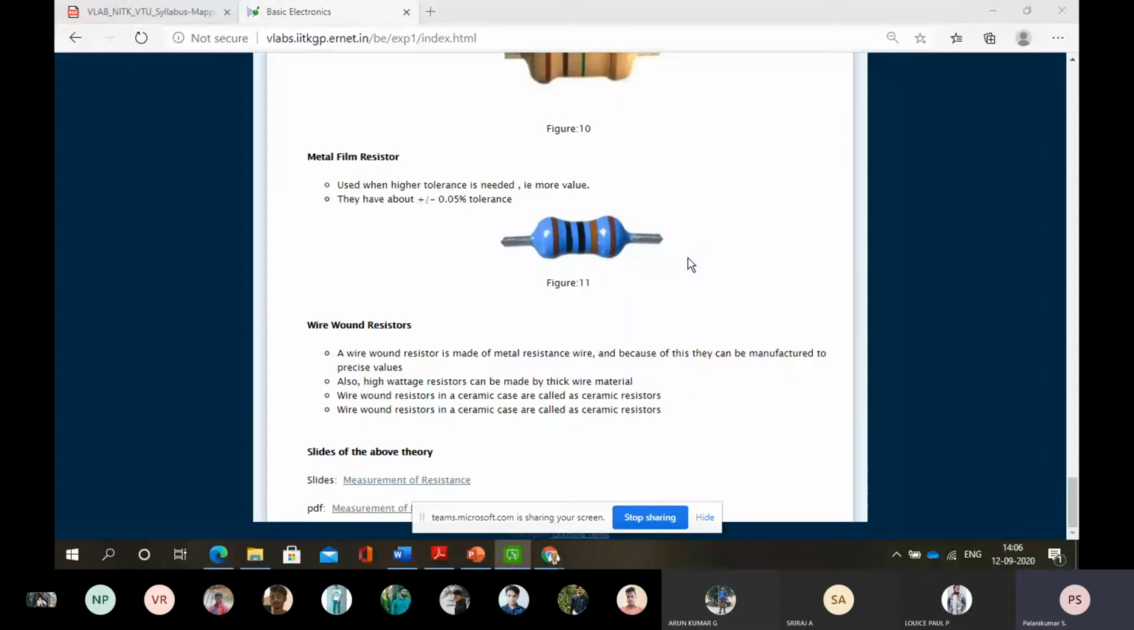When you go to the lab technician and say you need a 200 ohm resistor, or a 100 ohm resistor, they will give you a bunch and say, take it from this. You have to identify which value it is, and whether they have given you a correct value resistor.